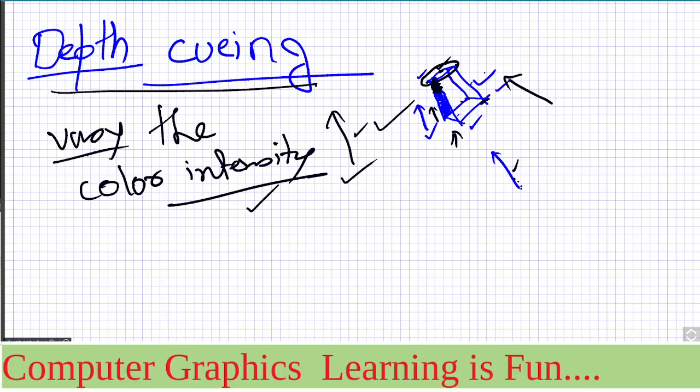Most important is varying the color intensity if we are using color. If it is black and white, then grayscale intensity. If you change this grayscale intensity throughout, then you will be able to represent the depth. Simple thing. So for depth cueing, the simple solution is to use different color intensities based on the shape of the object.